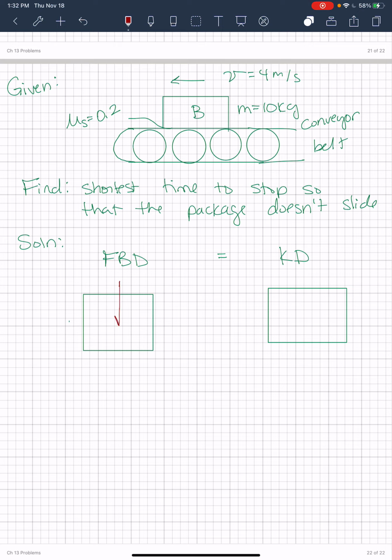So we have the weight, which is going to equal 10 kilograms times 9.81 meters per second squared, so that equals 98.1 newtons. We have the force of friction, and then we also have a normal force. It's moving in that direction. And then on the kinetic diagram, we have G, and it's going to be slowing down, so it's going to be going to the left.